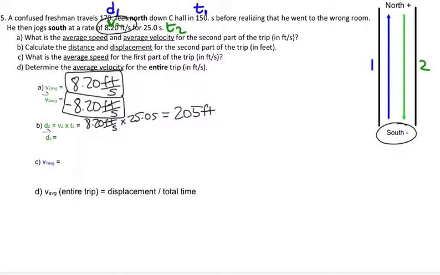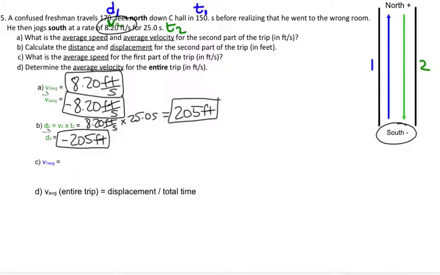Again, it is a distance. We don't care what direction, it's just a distance. If I want to turn that into a displacement, I can just look at my diagram and say, okay, on the second part of the trip, he ran in the negative direction, 205 feet. So I'm just going to put a little minus in front of it, and it becomes a displacement. Again, just for the second part of the trip.